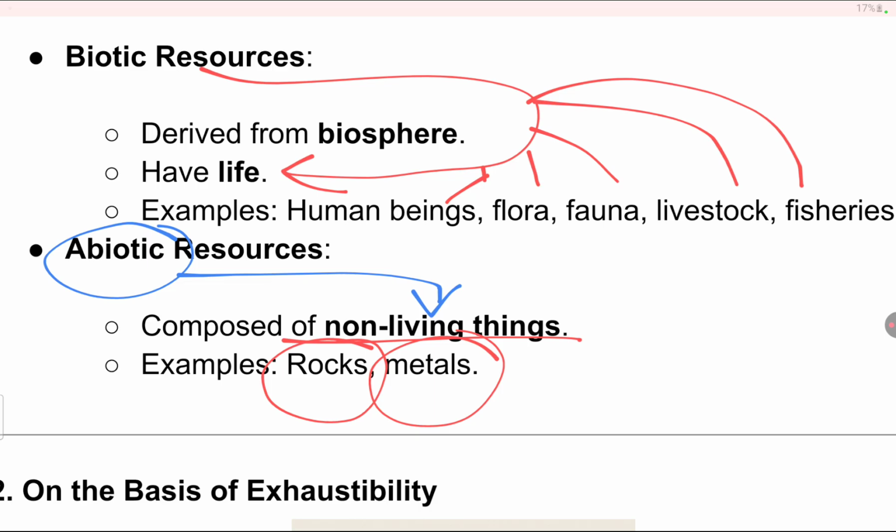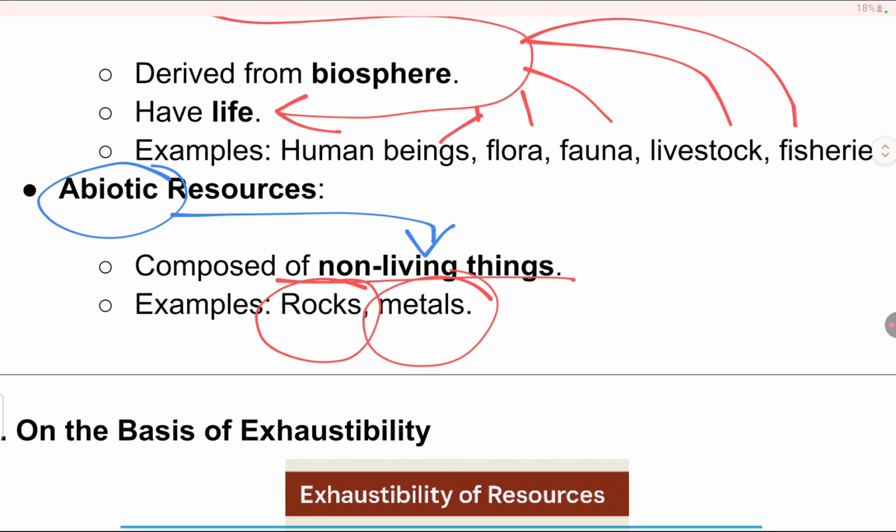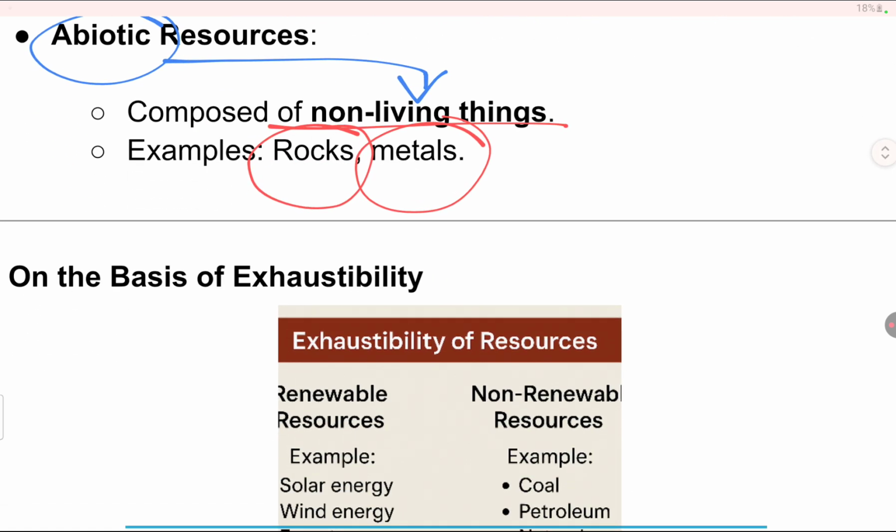Here, you may ask why humans are considered as a resource. Yes, humans are a crucial, or we can say active, resource, because humans have the capability to use their knowledge and skills to transform material into resources. Further, abiotic resources are the non-living things. We can take the example of rocks and metals.